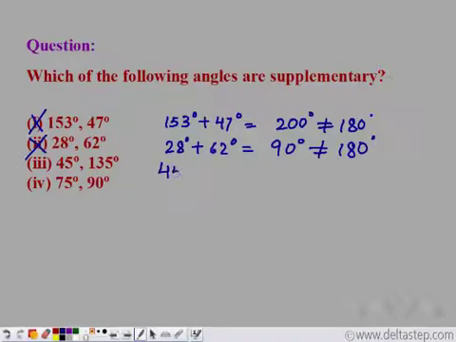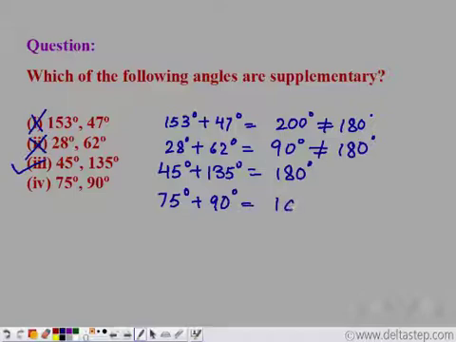45 and 135. 45 degrees plus 135 degrees is equal to 180 degrees. Hence, these are supplementary angles. 75 degrees plus 90 degrees is equal to 165 degrees, not equal to 180 degrees. Hence, these are not supplementary angles. So, of these four pairs, only this pair forms a pair of supplementary angles.